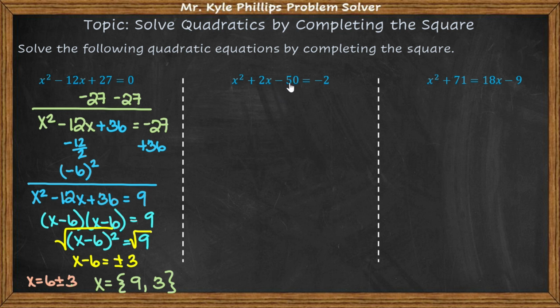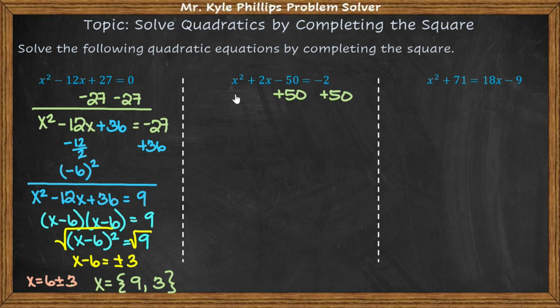So this is the wrong number. So let's look at the b term. Cut this in half. What's 2 cut in half? It's 1. What's 1 squared? 1. Okay, I want this to be 1, not negative 50. So I'm just going to move it, right? Just going to play around with my algebra here.